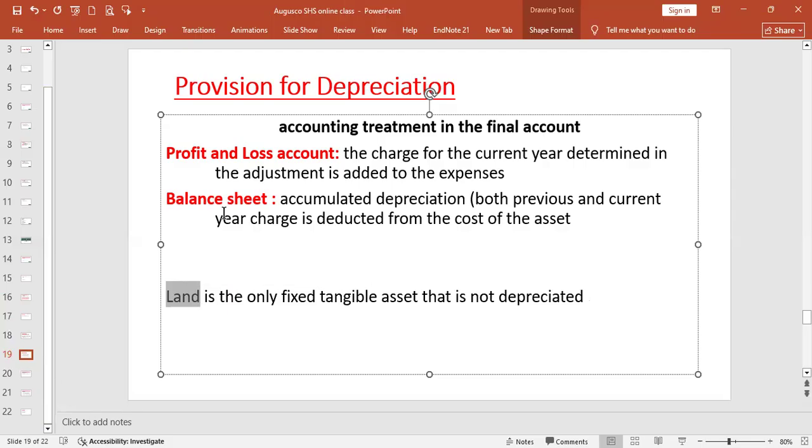Now, in the balance sheet, whatever depreciation you've accumulated so far, you deduct it from the cost of the asset. So go back to the format of the balance sheet, you appreciate the accumulated depreciation there, which is deducted from the cost of the asset to get the net book value.